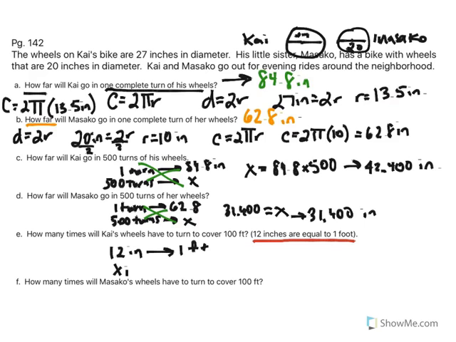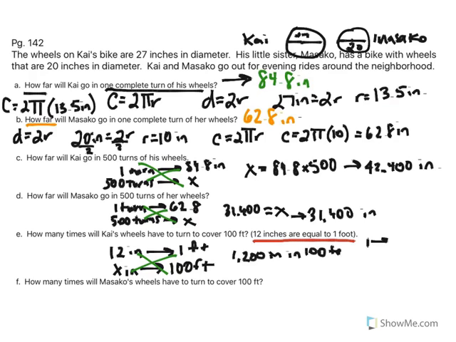So we have x inches are in 100 feet. We will cross multiply now, and we get 1,200 equals the number of inches in 100 feet. Hold on, this is very messy. Inches in 100 feet.